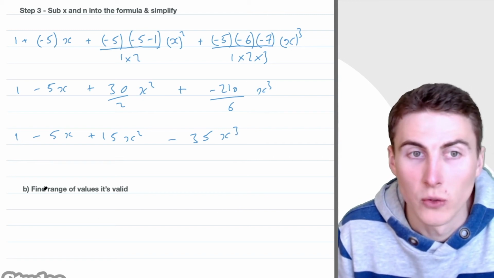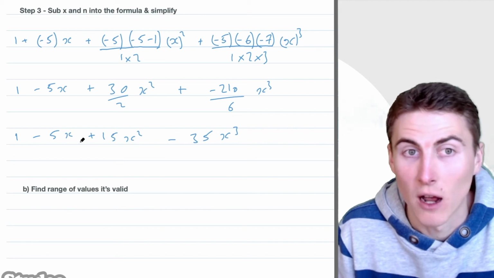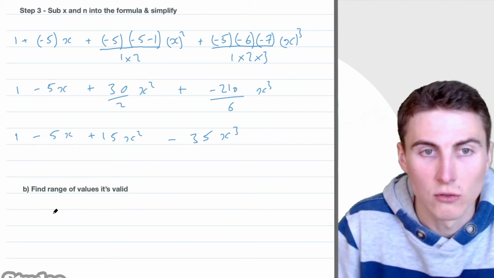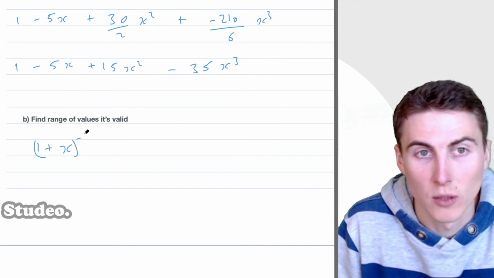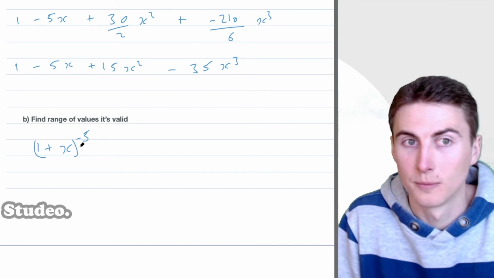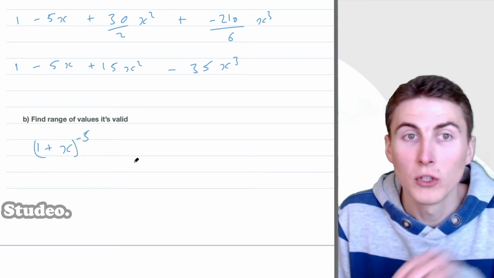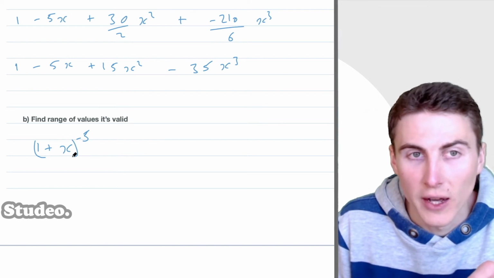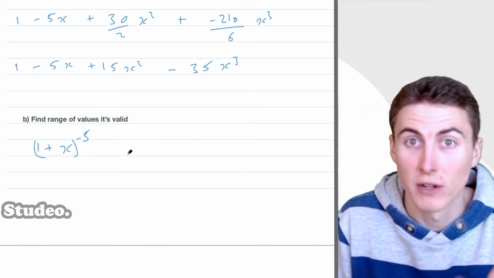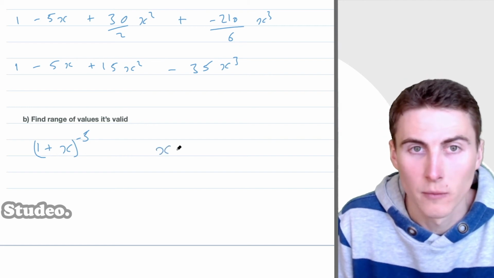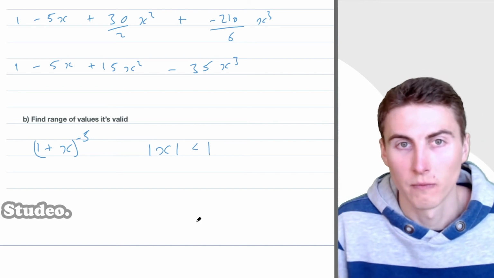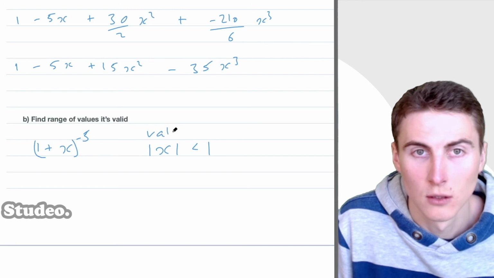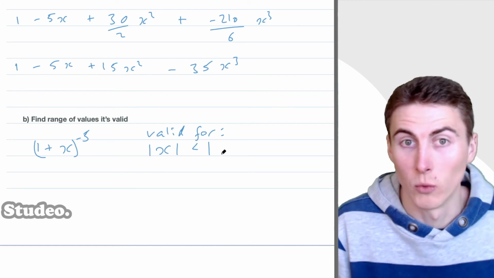Okay, so the last thing we need to do is find the range of values that our expansion is valid for. And just to remind you, our expression was (1 + x) to the power of negative 5. So what you do here when you find what it's valid for is you take your x, which in our case is just x. We don't have 3x, we don't have like minus 2 over 3, we just have x. You stick in a modulus sign, and you say that it's less than 1. And that's it. So our expansion here is valid for when the modulus of x is less than 1. We don't have to do anything more.